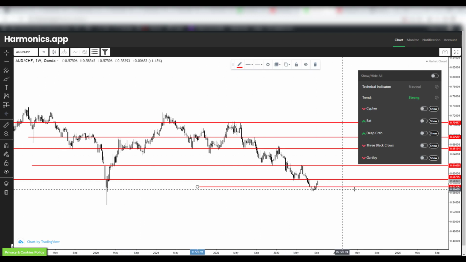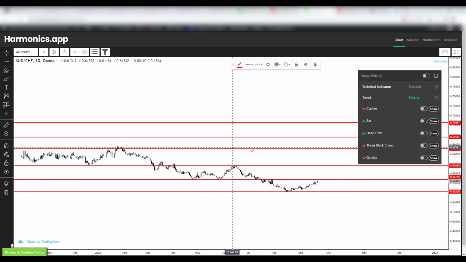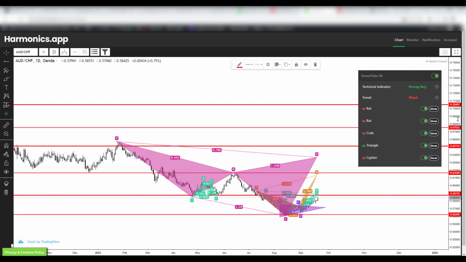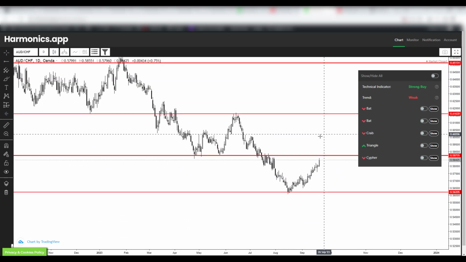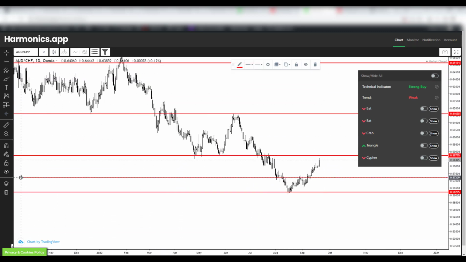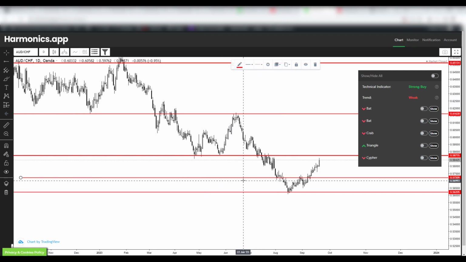And let's put this one also here on the bottom, the lower side. This is also good. Now let's move to the daily and see where the levels are, because we need that one here also. Let's put one. Let's just change the style, visibility, only days. This is okay, and the thickness should be the smallest one.